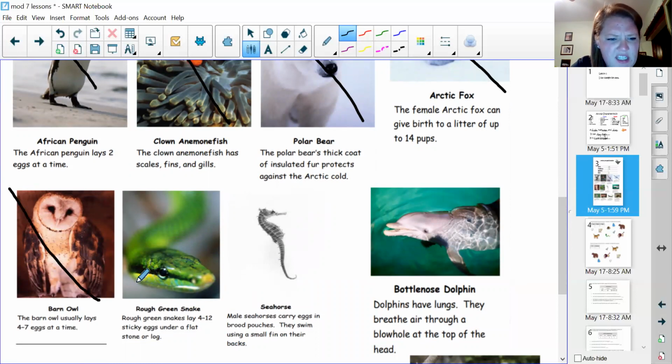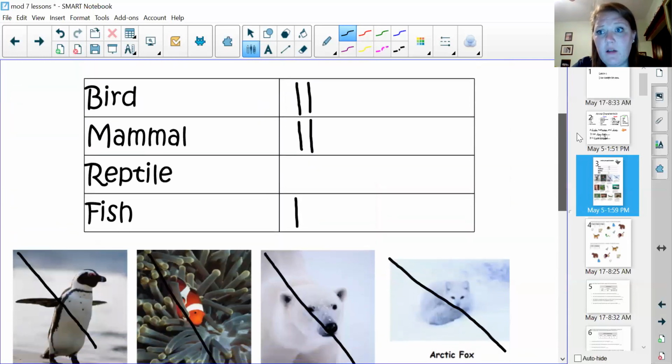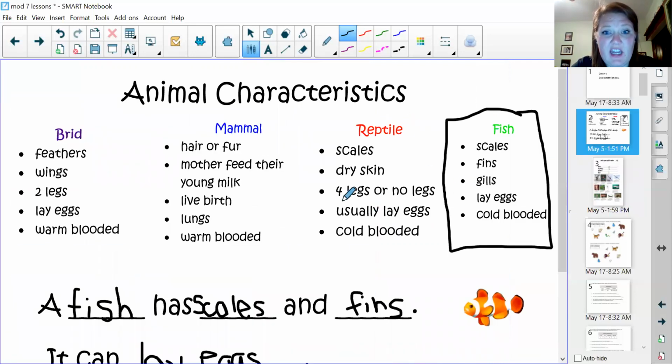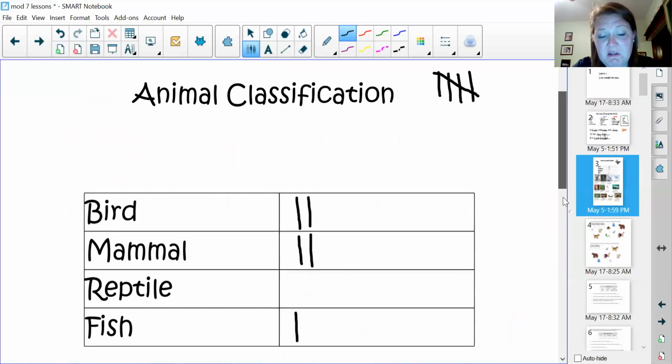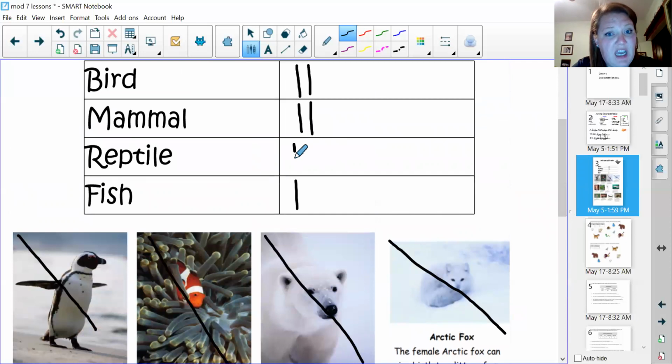The rough green snake. Rough green snake lays 4 to 12 sticky eggs under a flat stone or log. Now, is this a bird, mammal, reptile, or a fish? Remember, a reptile can have 4 legs or no legs, and this one definitely has no legs. So it is going to be a reptile.